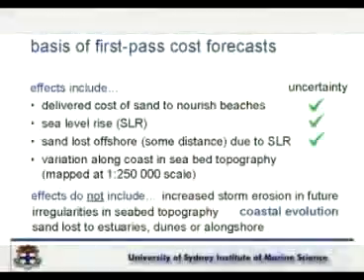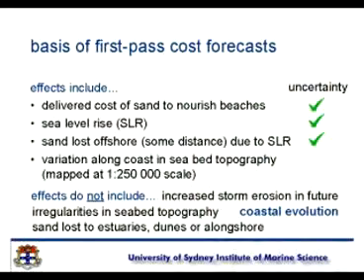Okay, so to give you some sense of where these forecasts come from, we've got a model, right? For this one, it's a very simple model. It has to be to produce these regional scale or state, Southeast Australian scale estimates. So it includes the delivered cost of the sand, sea level rise. I mentioned this before. The way we have to put sand on the beach is the beach erodes when sea level goes up. So a certain amount of sand is lost offshore to some distance, and there's uncertainty pertaining to that because of the nature of the model.